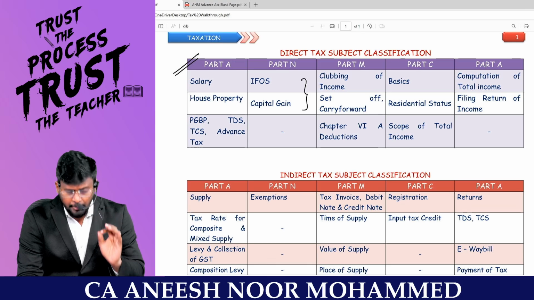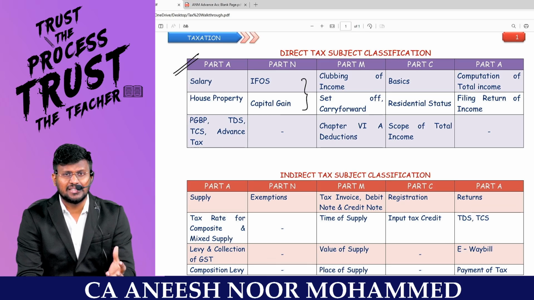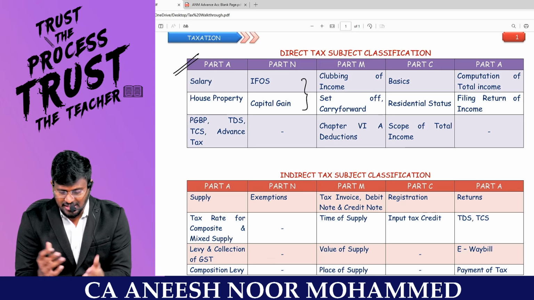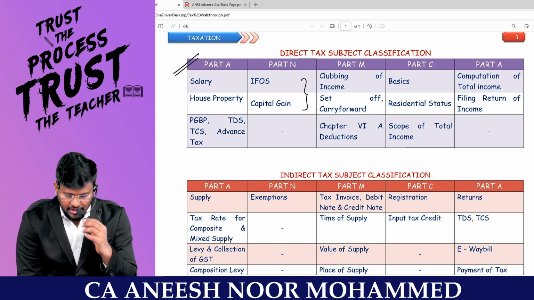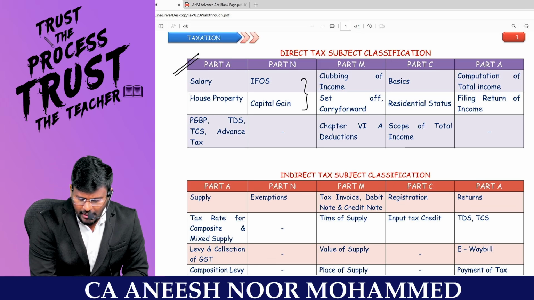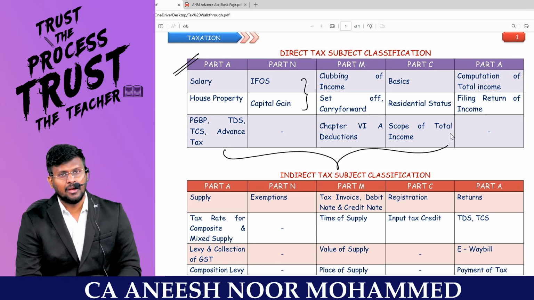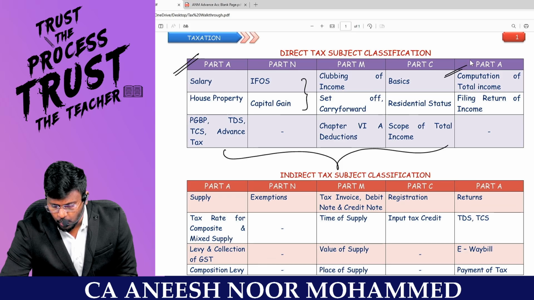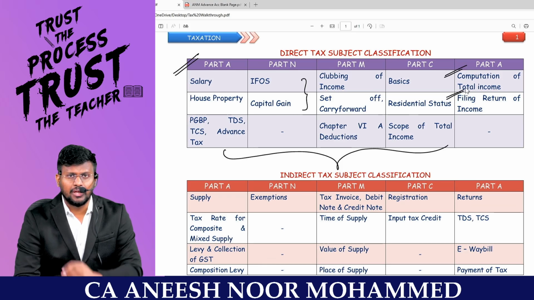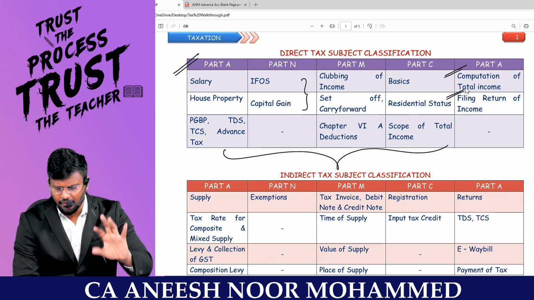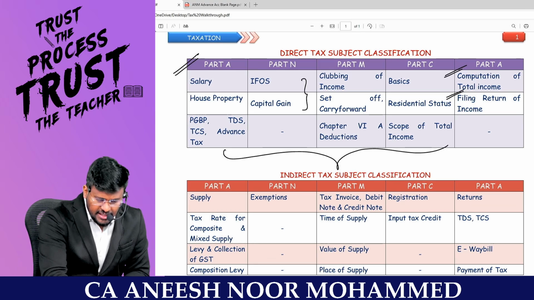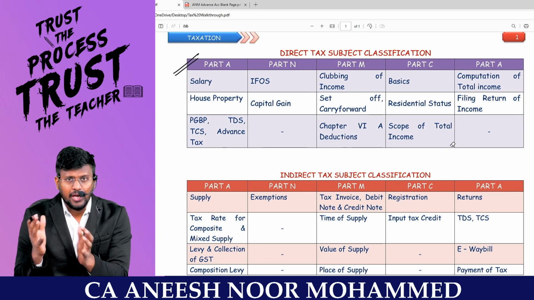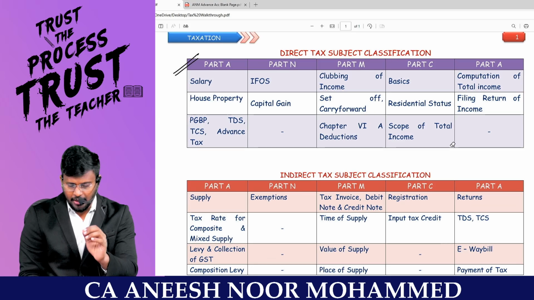Then only we will be talking about the basics of income tax, the tax rate, and residential status, how to compute the residential status, and the scope of total income, which is section 5, my dear lovable students. Once we are done with all this, we are supposed to do computation of total income and the filing return of income. We have to calculate the total income and we have to file the return of income. This is how we are going to upload our classes in the virtuals, and we are going to learn part by part by part.